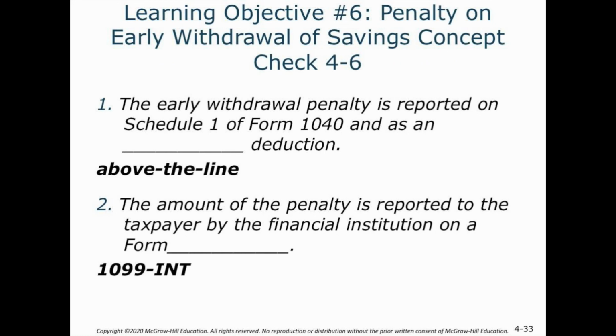So let's take a look at the concept check for this. Concept check 1. The early withdrawal penalty is reported on Schedule 1 of Form 1040 as an above-the-line deduction, or a for AGI deduction. Concept check 2. The amount of the penalty is reported to the taxpayer by the financial institution on a form, and the form is a 1099-INT, Form 1099 interest.